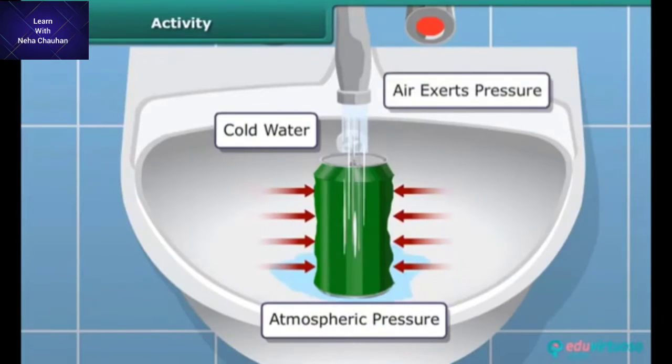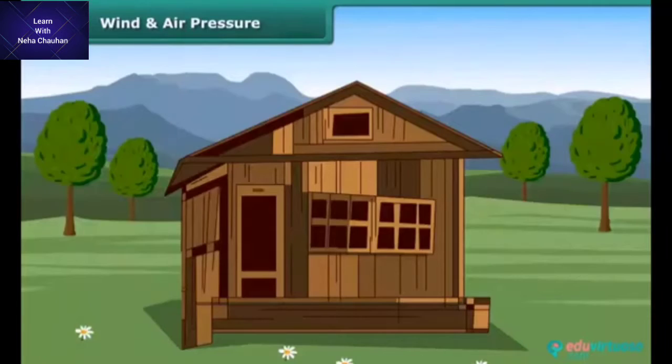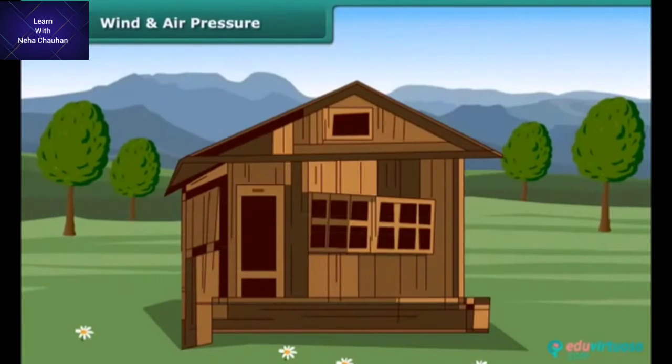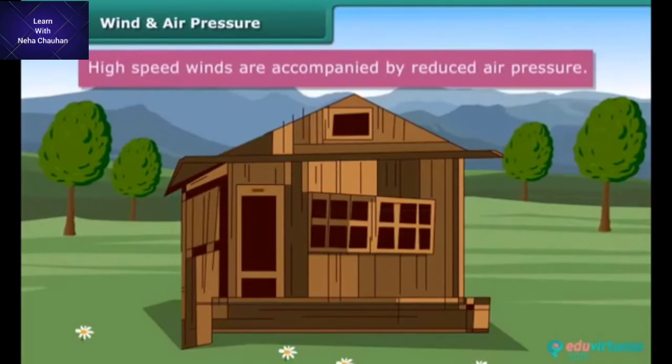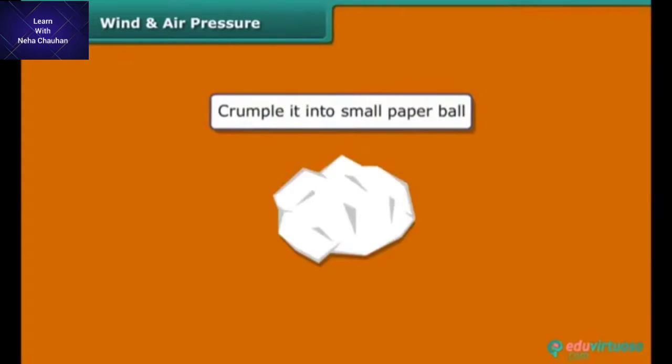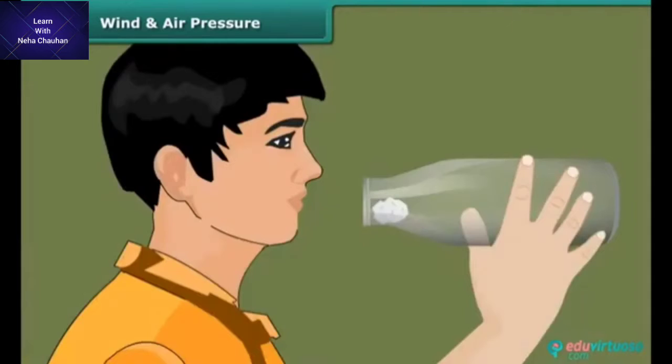We know that high speed wind can blow away the roofs of buildings. High speed winds are accompanied by reduced air pressure. Let us do an activity. Take a piece of paper and crumple it into a small ball. Place the ball just inside the mouth of a bottle. Try to blow the ball to the bottom. Observe carefully. The paper ball is not moving inside the bottle.